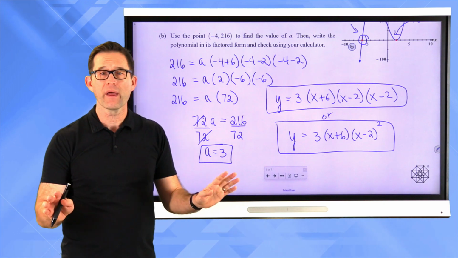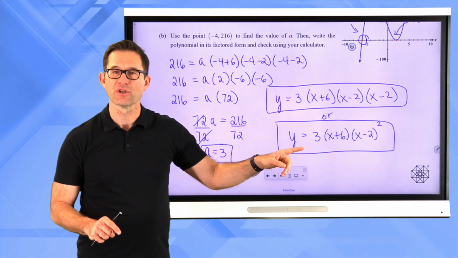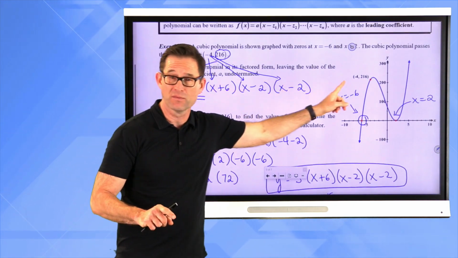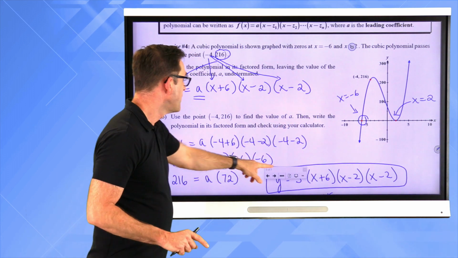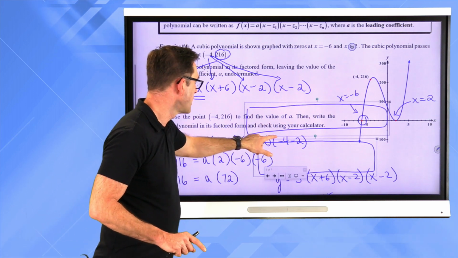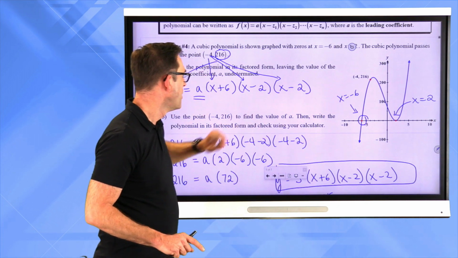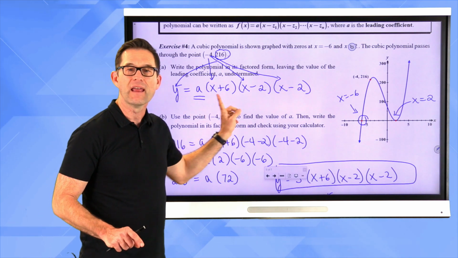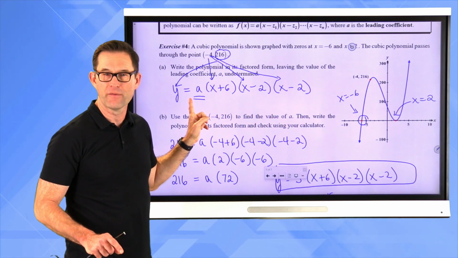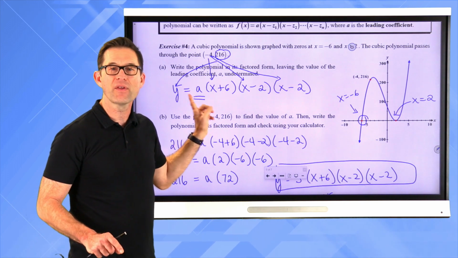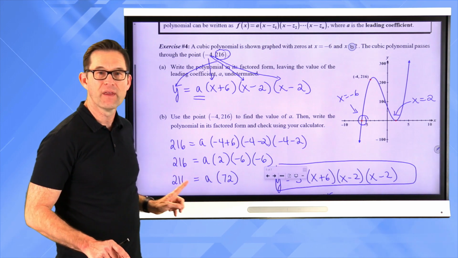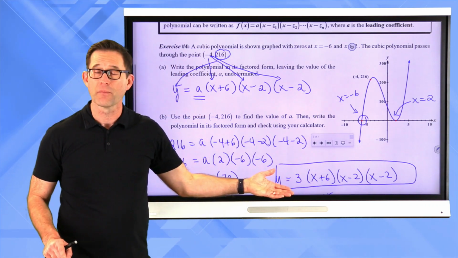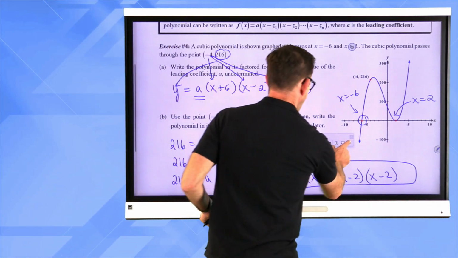Okay, so the point is, by knowing the zeros, we're able to write the factored form of the polynomial all the way out, except we don't know the leading coefficient. But if we have one other point, and it can't be a zero, it's got to be some other non-zero point, then we can substitute that point, in this case negative 4, 216, into this general factored form of the polynomial, and the only thing that will be left will be a. Easily solved. In this case, a is equal to 3, and now we've got that formula. And now let's take a look at the graph.